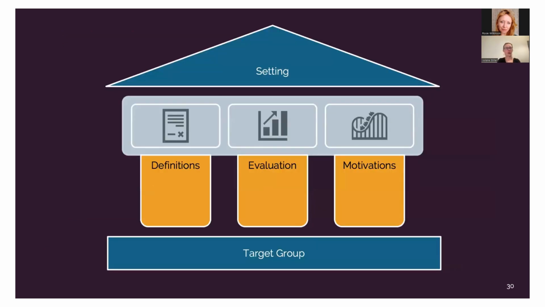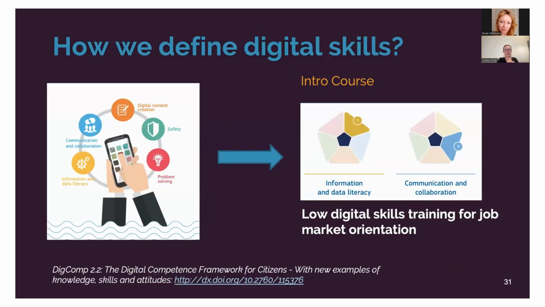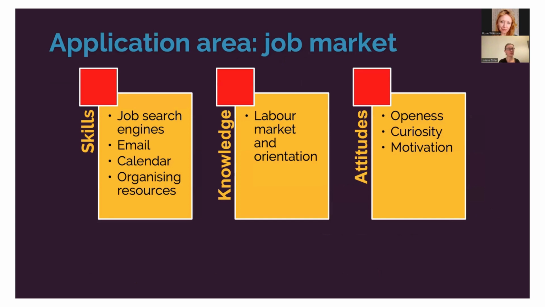If we now quickly talk about the pillars, then what did we teach the people in the course? So we used the DigComp 2.2 digital competency framework for citizens, and took the first 2 domains of the digital skills, which were part of our curriculum, namely information and data literacy and communication and collaboration. And all of the digital skills people needed to learn within these 2 areas were actually applied to the job market. And this is very important to give the people an application area where they can apply the digital skills they learn.